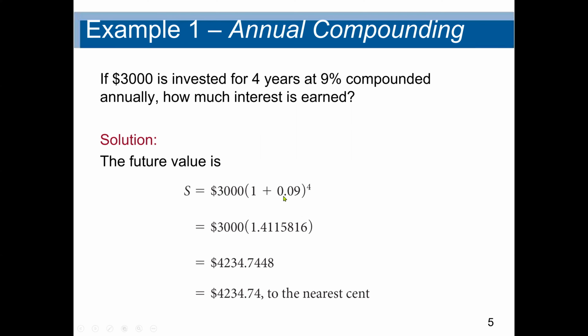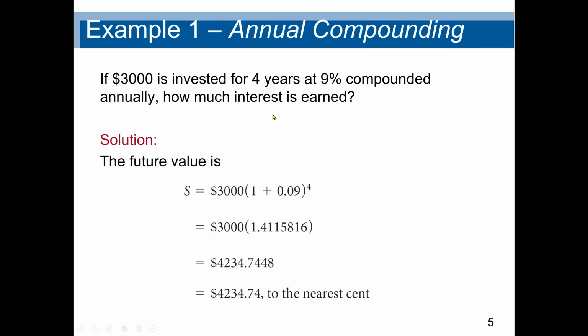So it will be 1 plus 0.09 to the power 4. When we do our 1 plus 0.09 will give us 1.09. 1.09 to the power 4 will give us 1.411586. Then we multiply it by 3,000, and that gives us $4,234.7448. So roughly we say $4,234.74. Again, this amount is the future amount.